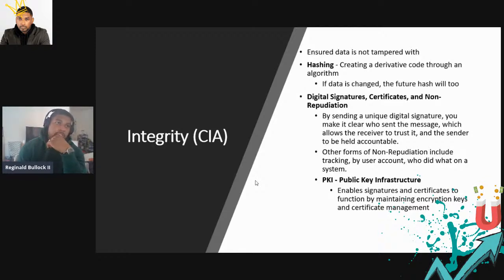Digital signatures, certificates, and non-repudiation are similar things here. Non-repudiation is when a person cannot deny that they sent something or own something. Public key infrastructure enables certificates to function by maintaining encryption keys and certificate management.